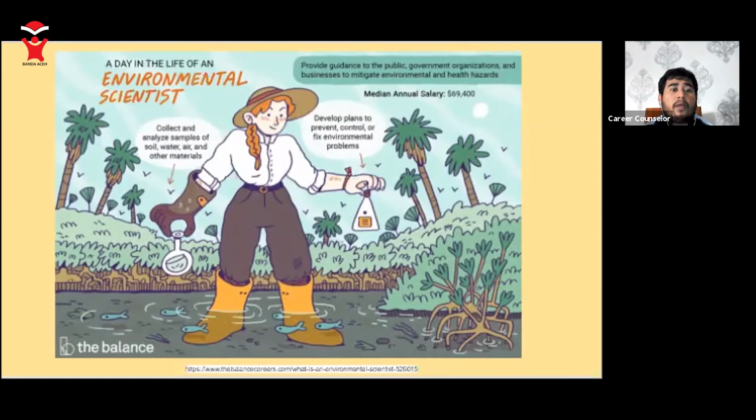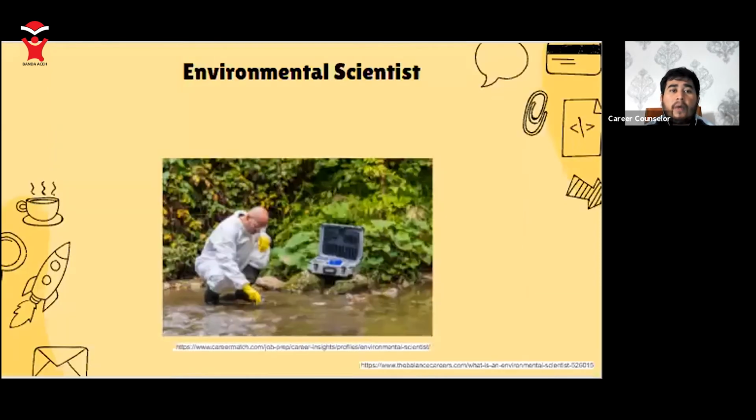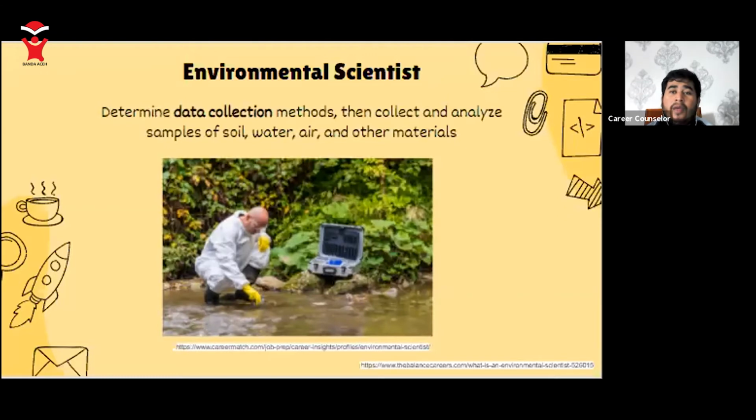All right. So the first thing environmental scientists do, as you can guess from this figure, is determine data collection methods, or collect data from the environment. And after they collect the data, they analyze it. This could be data from samples of the soil, water, air, and other materials.